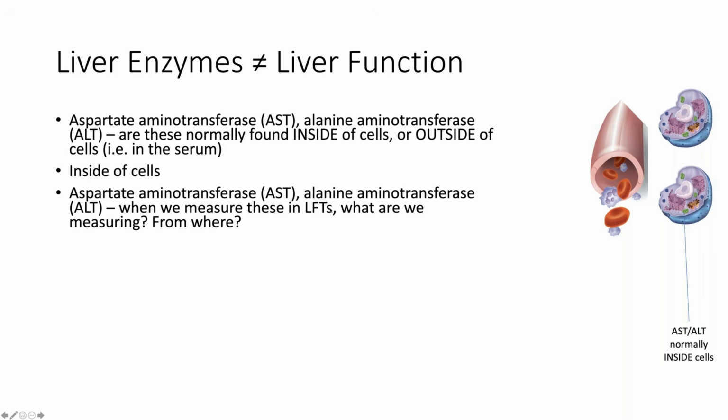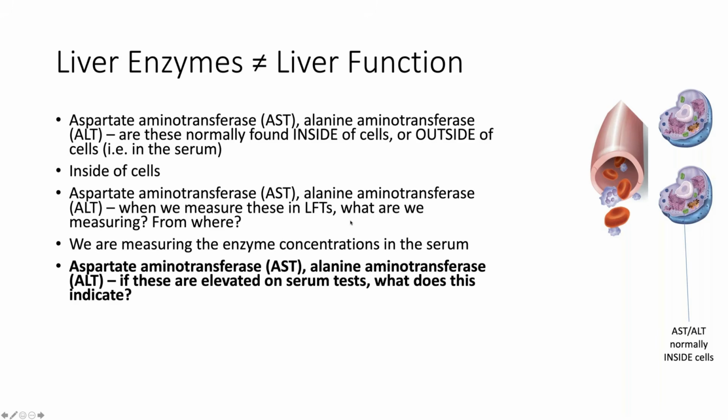So when we measure these LFTs, where are we actually measuring them? In the serum? Yes, we're measuring it from their blood. You do venipuncture, draw some blood, and look at it in the blood. But again, these are only supposed to be found inside of cells. So AST and ALT: if these are elevated on a serum test, what does this indicate?